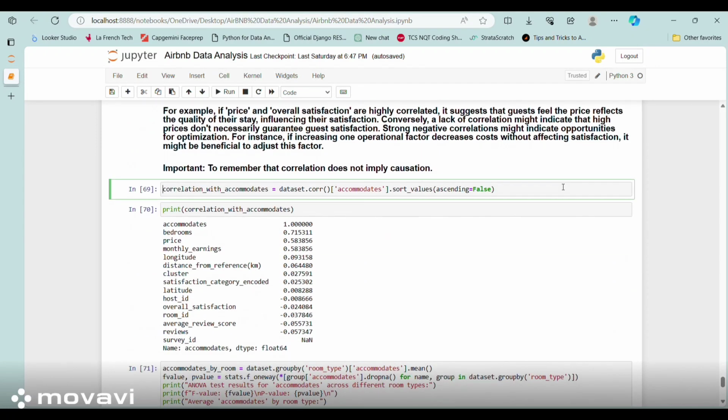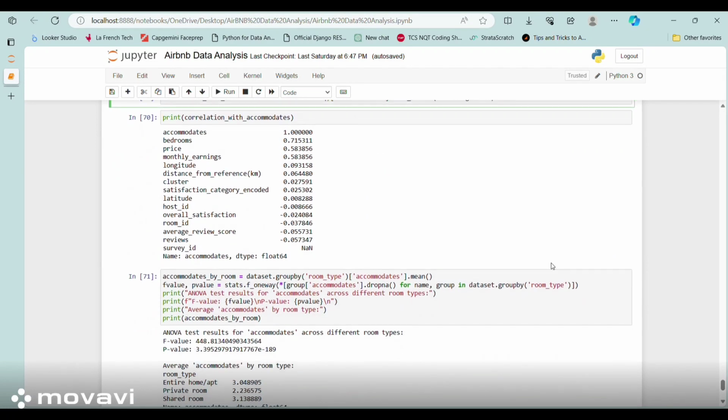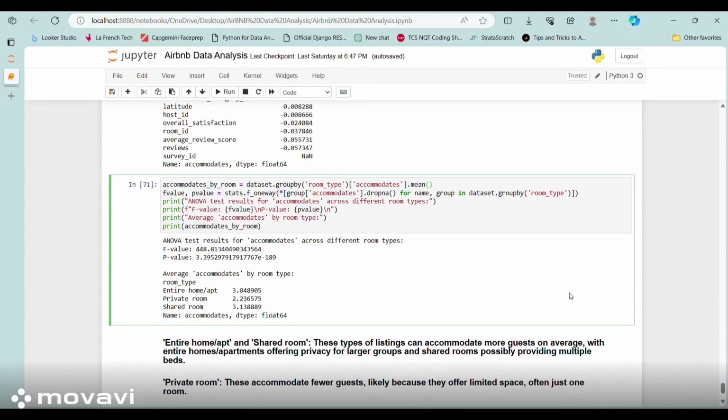We first conduct an analysis of variance test to examine whether accommodates significantly differs across different room types. The ANOVA test yields a high F value and a very low p-value, suggesting that there is a significant difference in accommodates across different room types. Further, we compute average accommodates by room type, and entire home or apartment and shared room listings have high average accommodates, indicating that they can accommodate more guests. Private room listings accommodate fewer guests on average, likely due to their more limited space, often providing just one room.